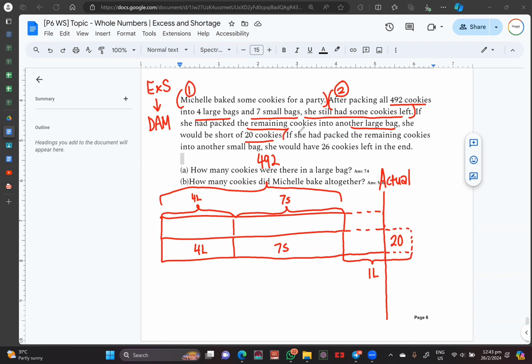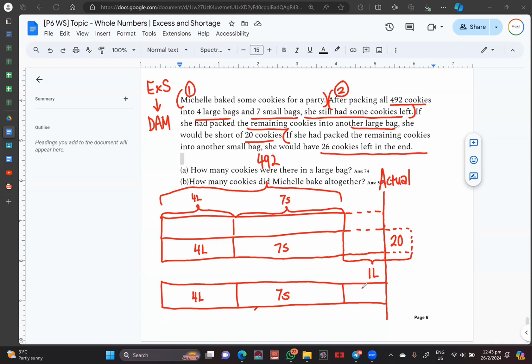Now we move on to sentence number 4. It says that if she had packed the remaining, whatever is over here, into another small bag, I'm just going to draw the same order. Into another small bag, so we have this over here. So the remaining into another small bag, she would have 26 cookies left in the end.